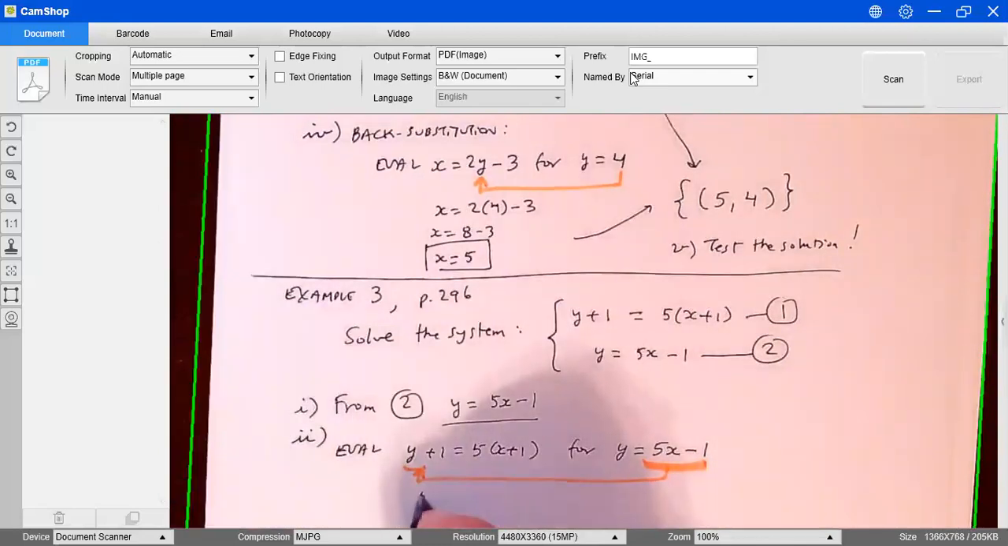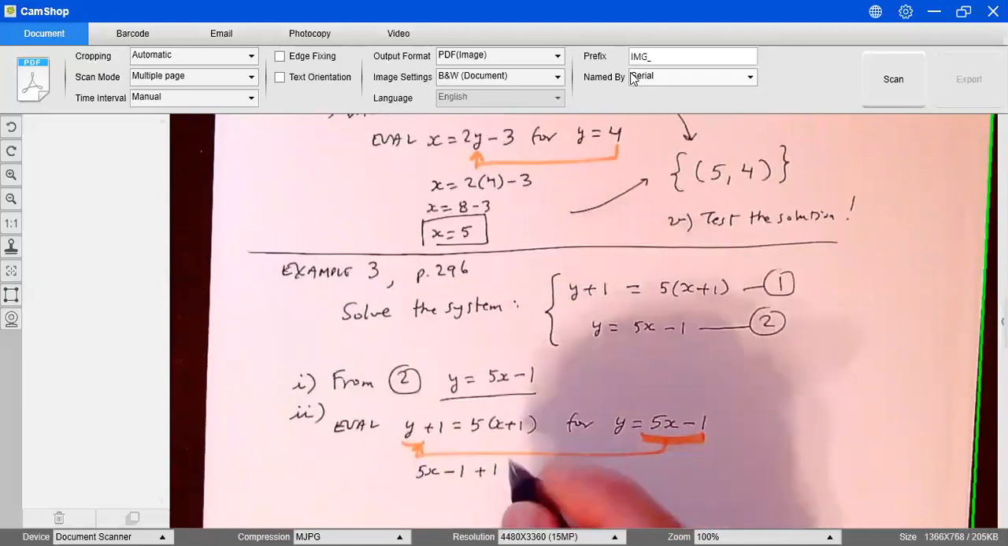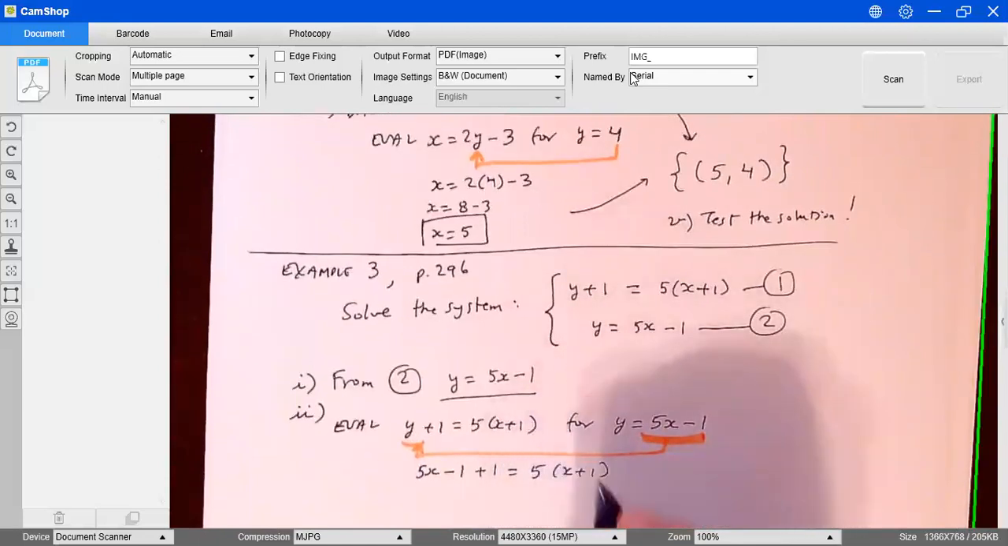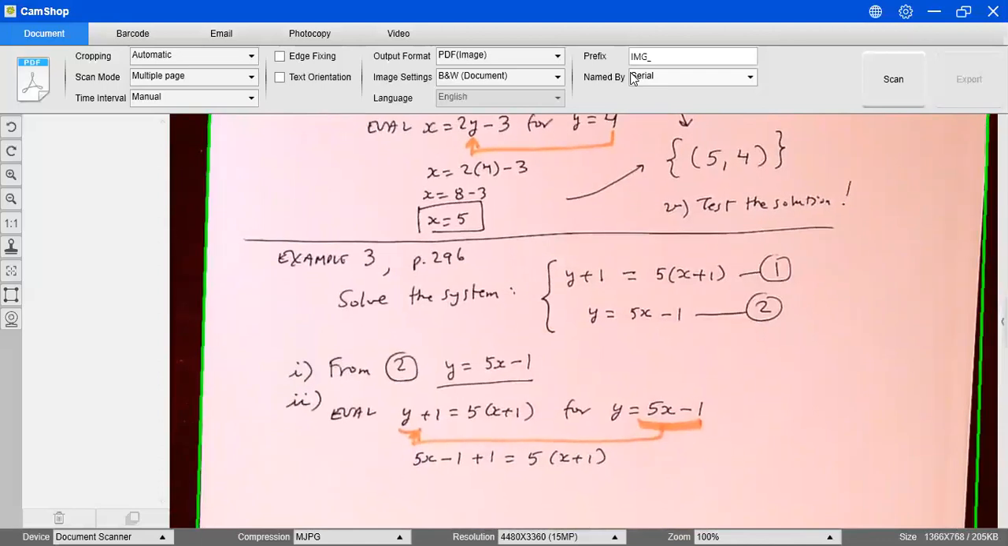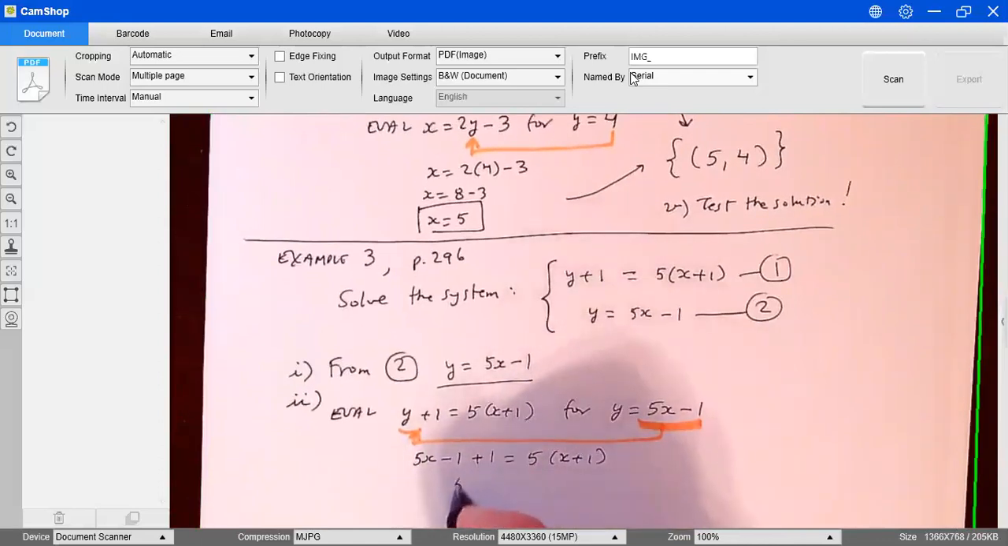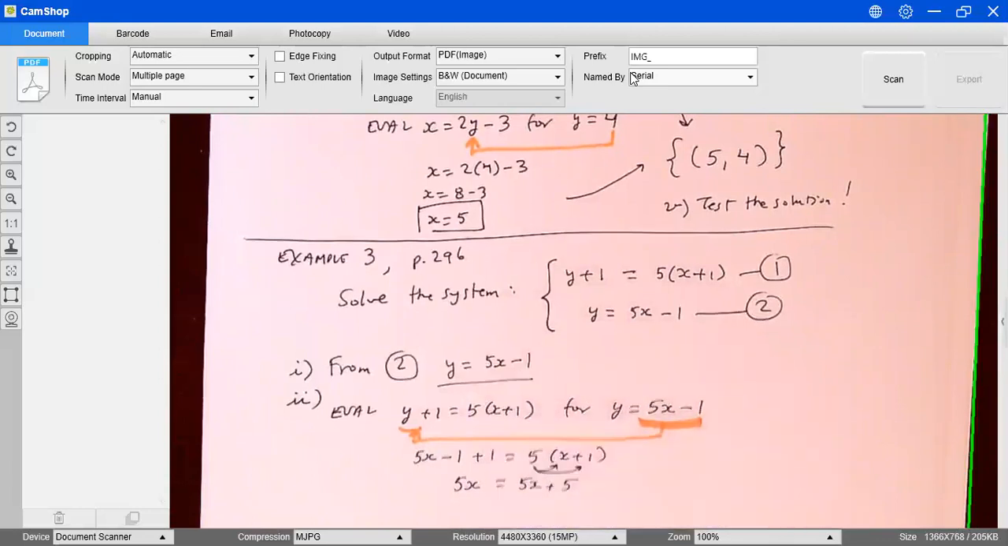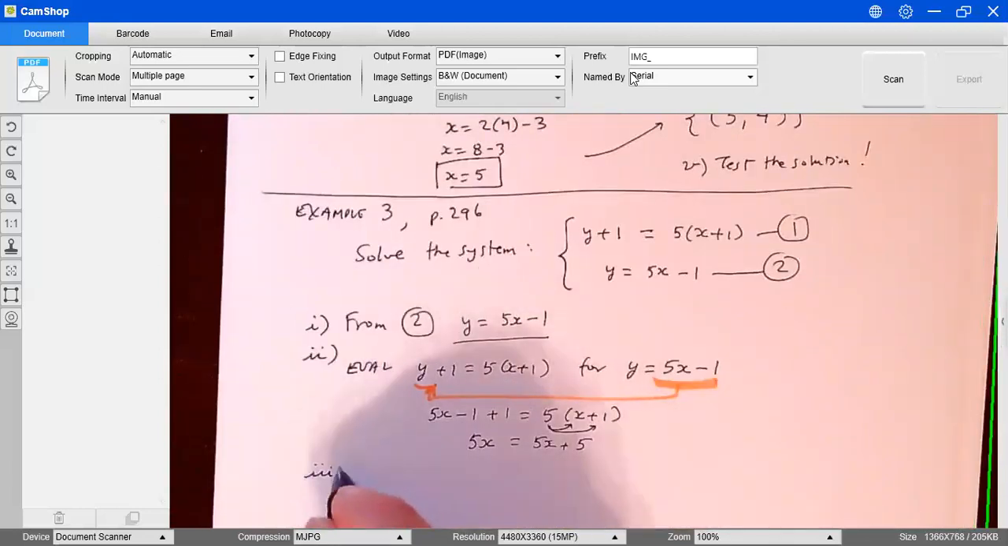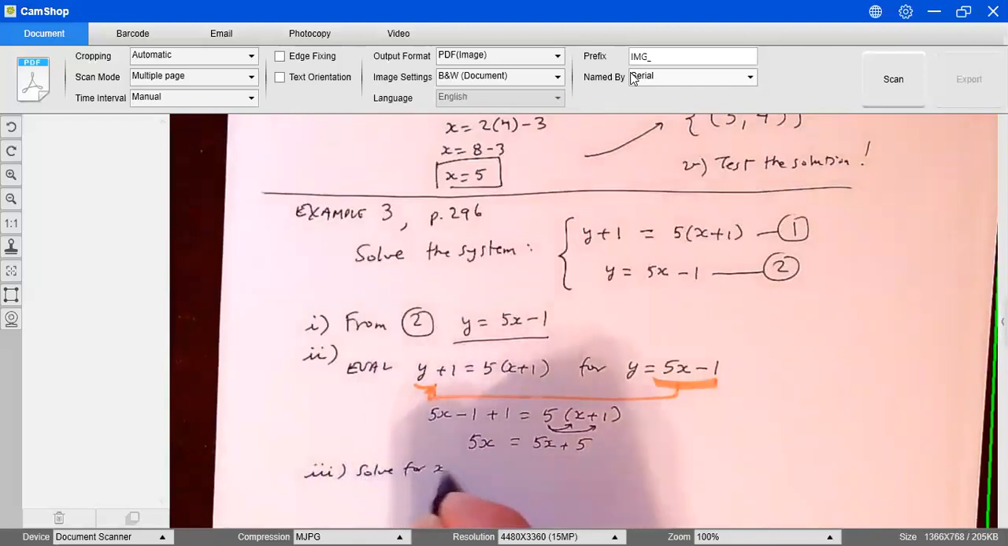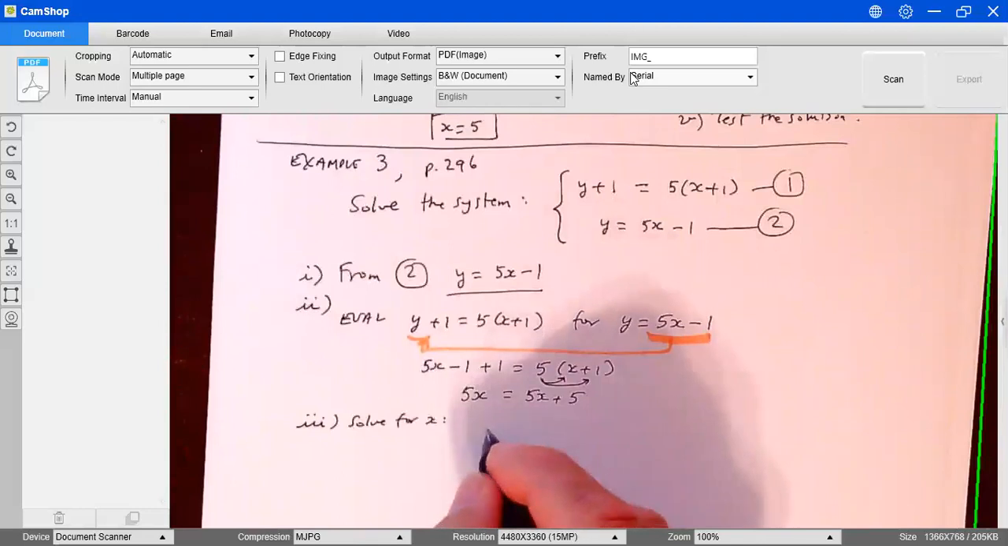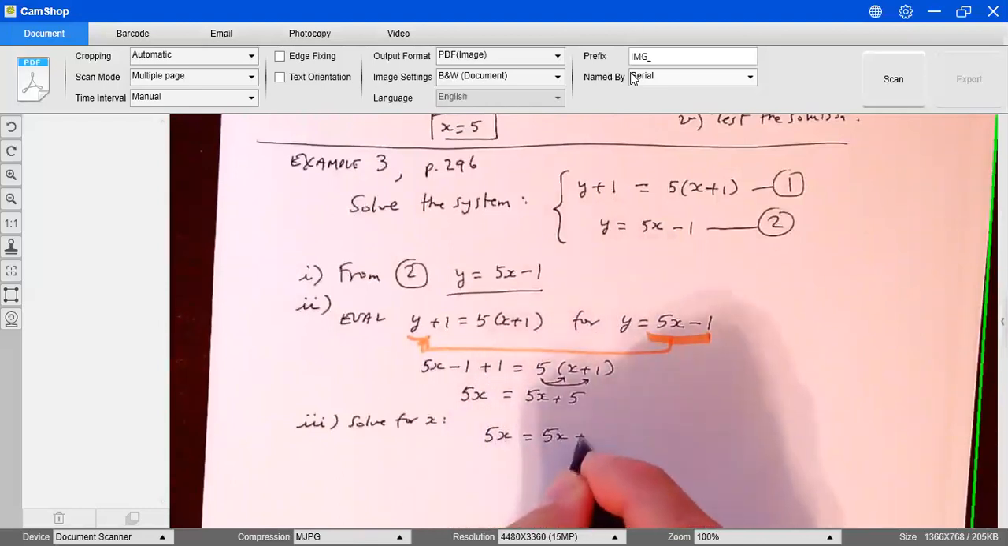So we're going to get 5x minus 1, that's y, then plus 1, that is from the equation, equals 5 times x plus 1. On the left-hand side, we get 5x. On the right-hand side, we need to apply the distributive property. So we're going to get 5x plus 5. Now in my third step, I need to solve for x. So I have my equation 5x equals 5x plus 5.